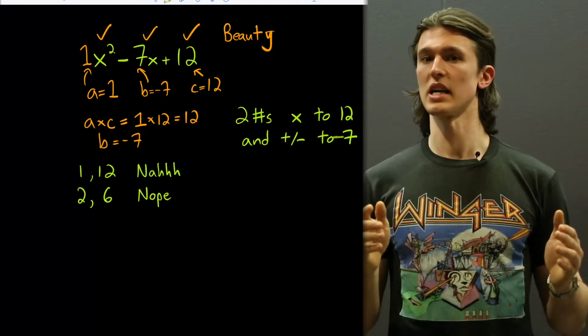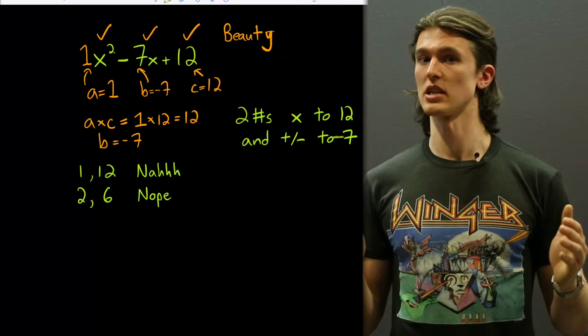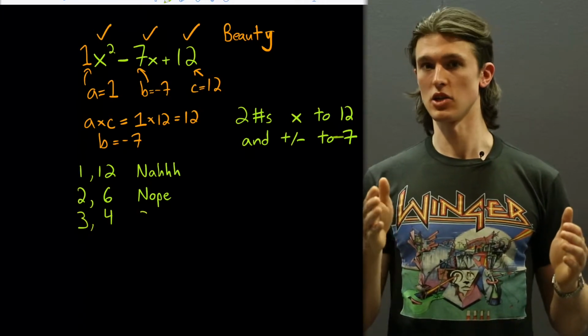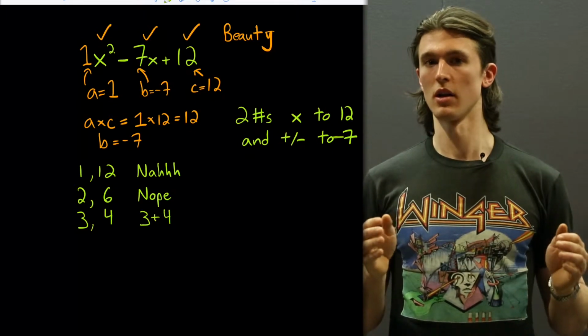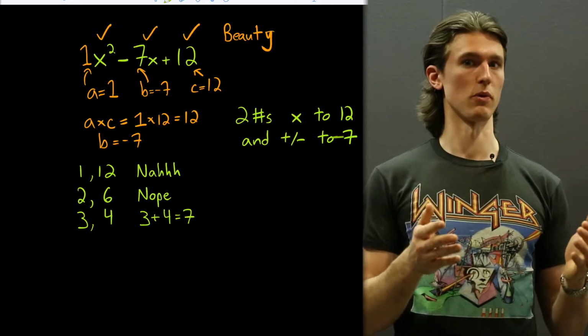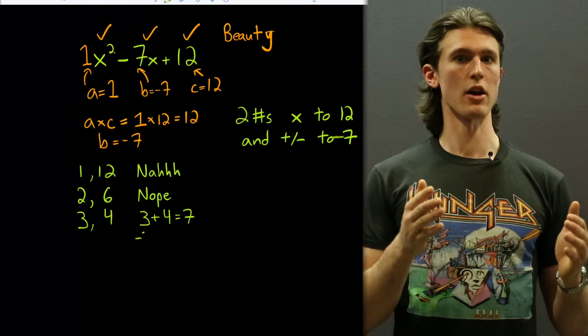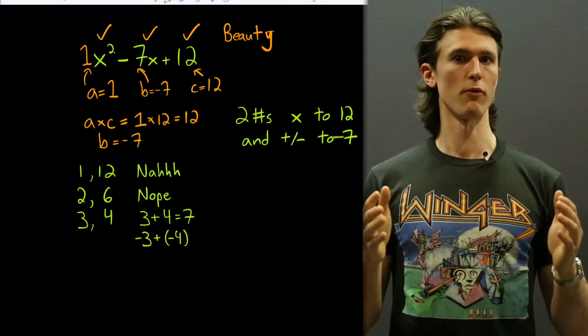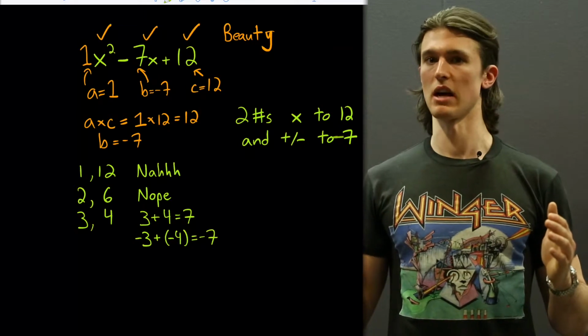Next, we look at 2 and 6. Is there any way 2 and 6 can be added or subtracted to form negative 7? Again, same joke. Wouldn't work. We next move on to 3 and 4. Well, I know that 3 plus 4 gives me 7, so I'm a little bit hopeful here, but we need it to equal negative 7.